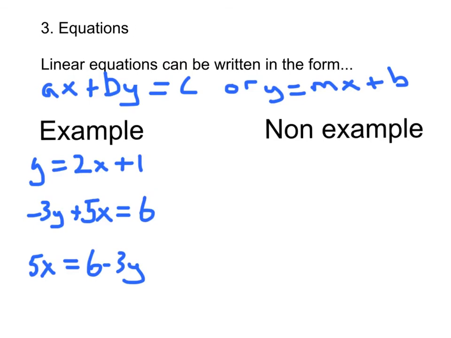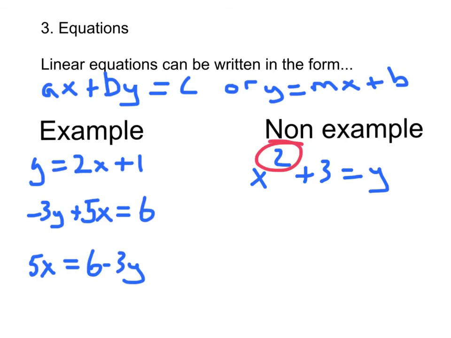Some non-examples. A non-example would be x squared plus 3 equals y. And the reason why is because you have a squared. If there's something squared in it, it's not going to be a linear equation unless the square is able to be canceled out. And we'll see examples like that in class.